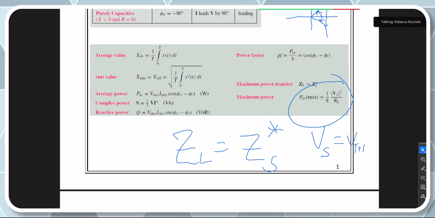I also have here, it's not really that conspicuous, the units for the different kinds of power. Real power is watts, complex power is volt amps, and reactive power is volt amps reactive.